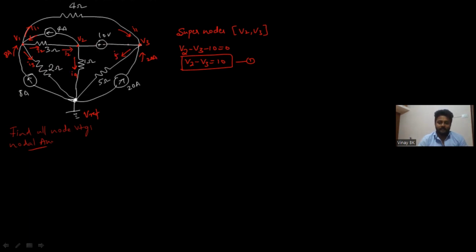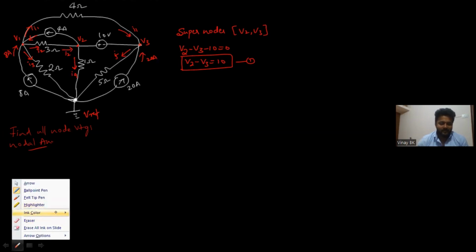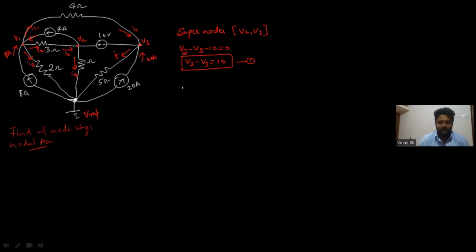At V1, how many currents are there in total? I1, 4, I2, I3, 8. 1, 2, 3, 4, 5 currents are there. And at V2, I2 and I4 along with the supernode current. At V3, 1, 2, 3 currents along with the supernode. So now let's define the supernode. What is a supernode? Supernode current equation: the algebraic sum of all supernode currents equals 0.